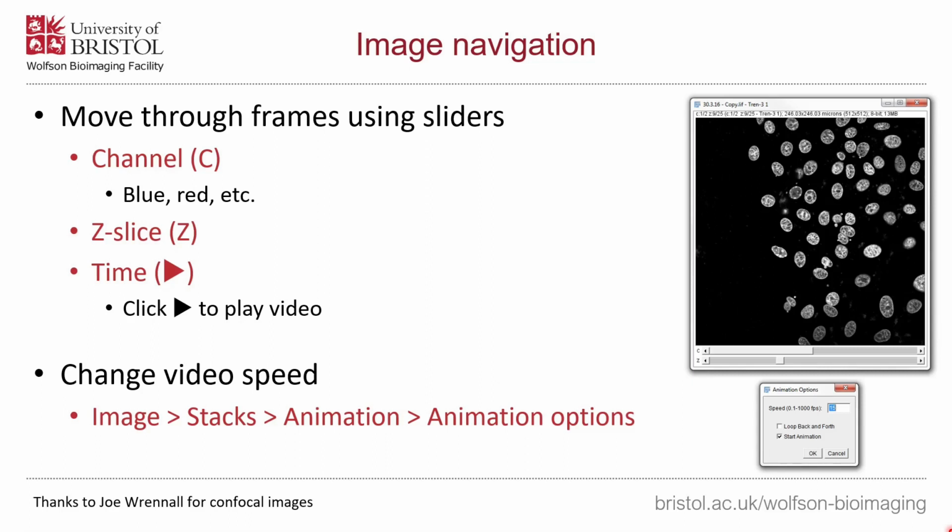If we had a time element, along the bottom here you would have seen a little arrow, and that would have allowed us to progress through the different time series. If you want to play that video, you can just click on the arrow and it would automatically go through. You can also press the backslash button and it would do the same thing. If you right click the arrow or go to Image, Stacks, Animation, Animation Options, you can change the rate at which the frames change over. You can also set whether or not the video goes on to a continuous loop.